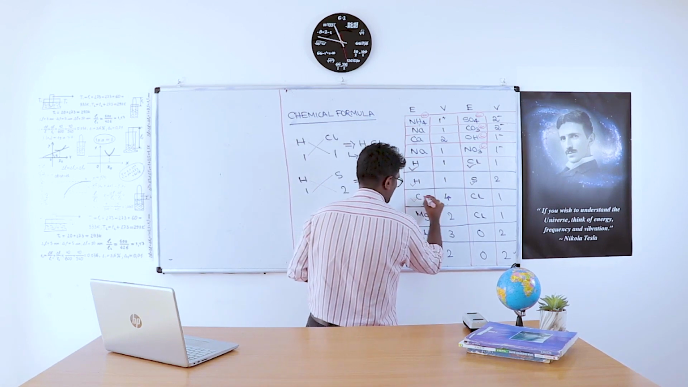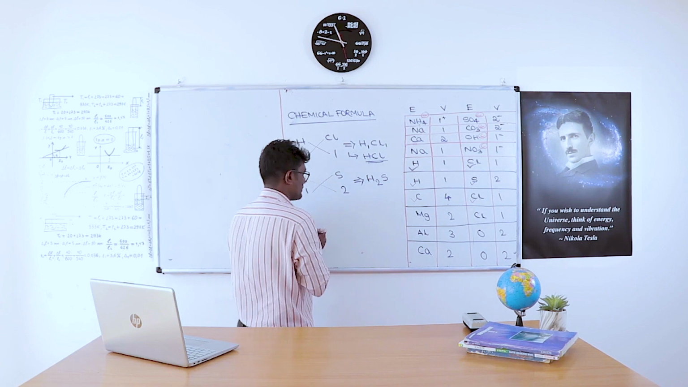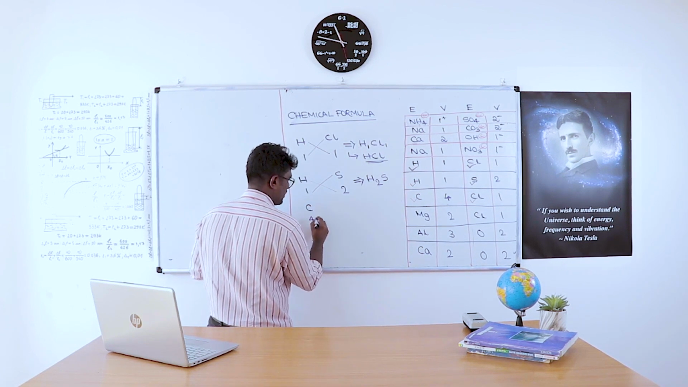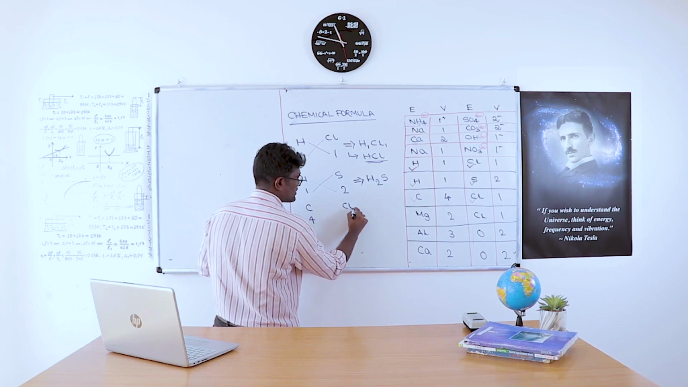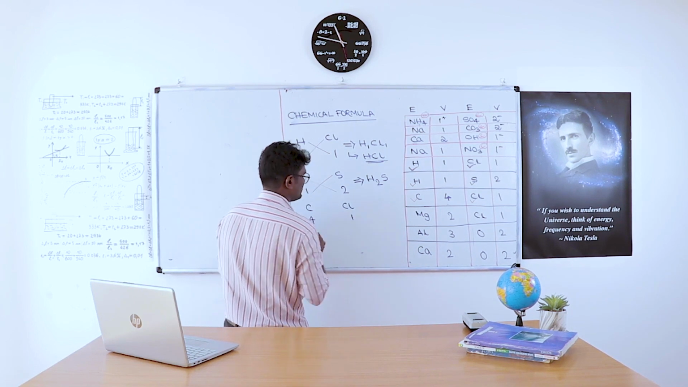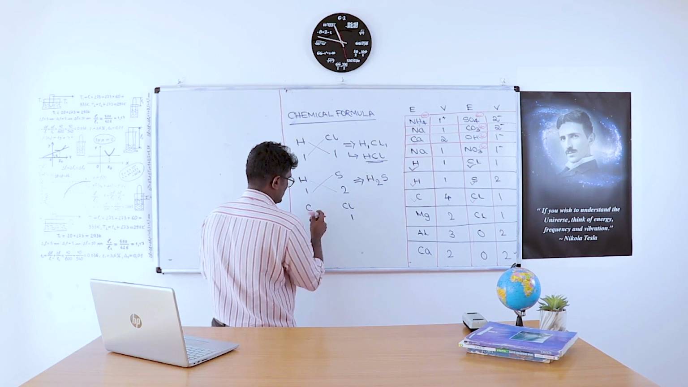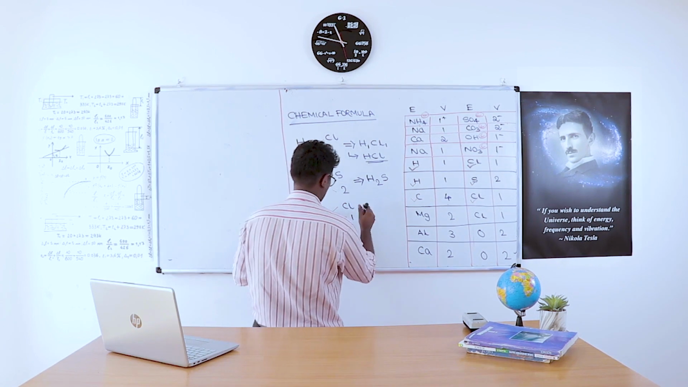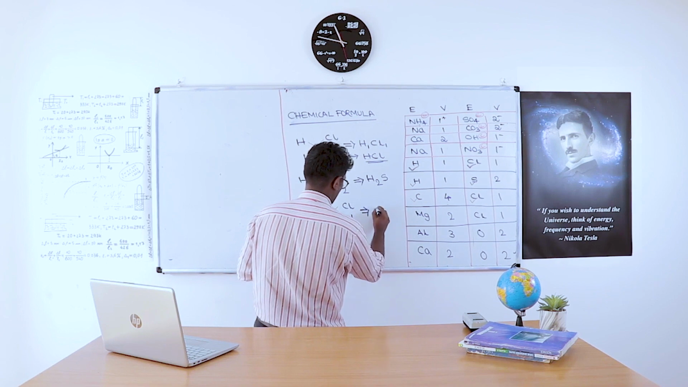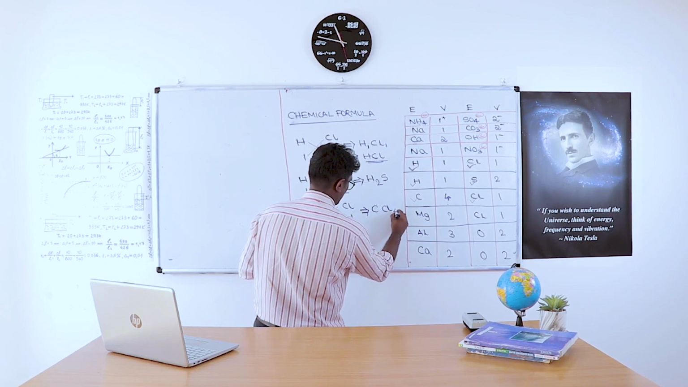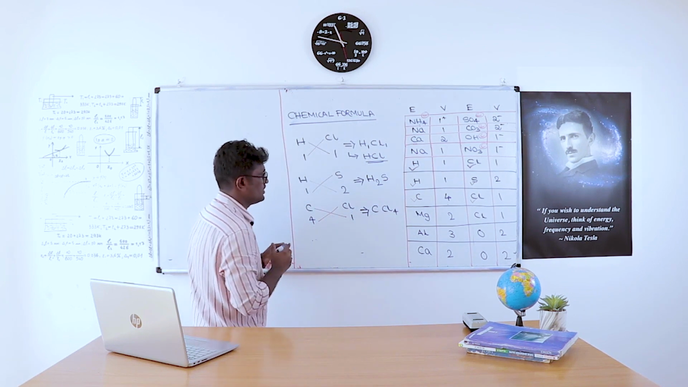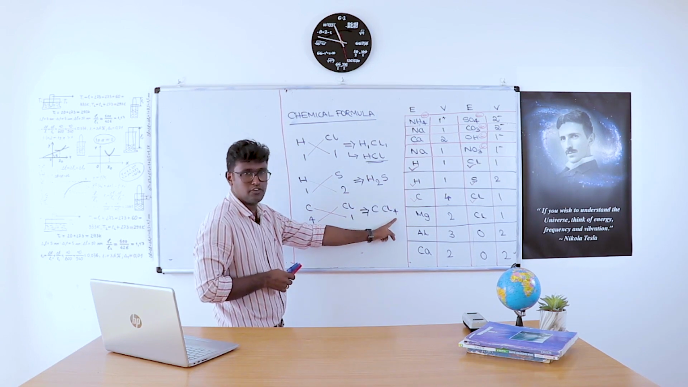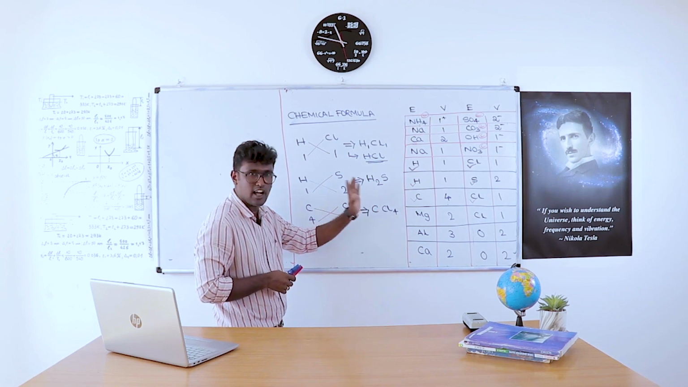Next one, carbon and chlorine. Carbon, the valency is 4. Chlorine, the valency is 1. Interchanging the valency, we get CCl4, that is carbon tetrachloride.